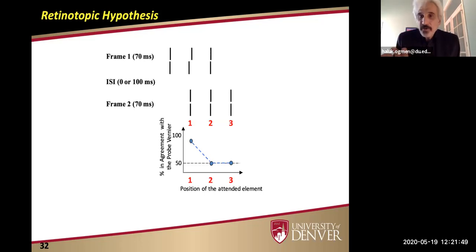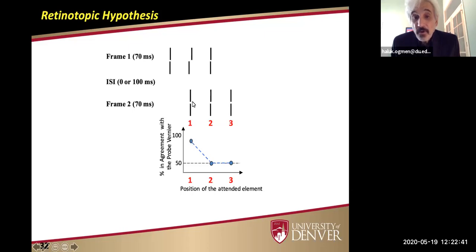Let's look first at the predictions of the retinotopic hypothesis. If the subject is reporting element 1, the offset of the probe from trial to trial is random, left or right. The task of the observer is to report whether they perceive this vernier shifted to the left or right. We compute the agreement between what the observers say and what the probe vernier shift is in each trial, and we plot here the percent in agreement with the probe vernier. So if the reference frame is retinotopic, then this element, which is stored at this location, should be integrated with its retinotopic partner in the second frame, namely this element.